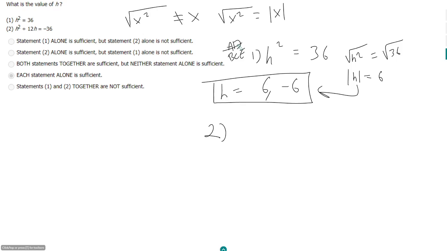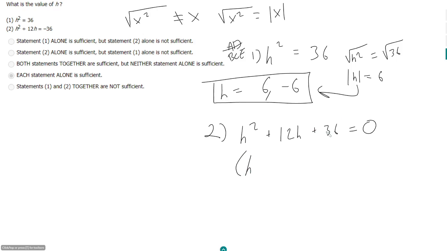Statement 2 says h squared plus 12h plus 36 equals 0. Actually, it says h squared plus 12h equals negative 36. And so if I add that 36 to each side, I get a quadratic set equal to 0, which is how I like them, because then I can factor them and find my roots. H squared plus 12h plus 36 is equal to 0. So how would this factor?